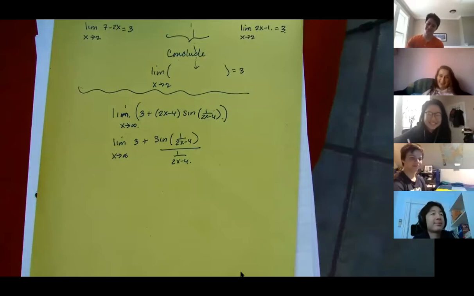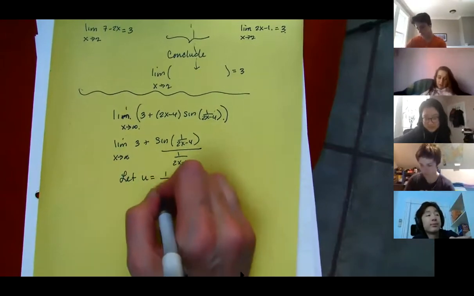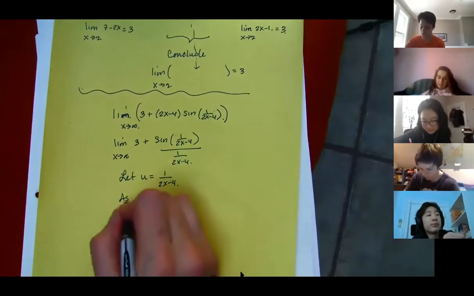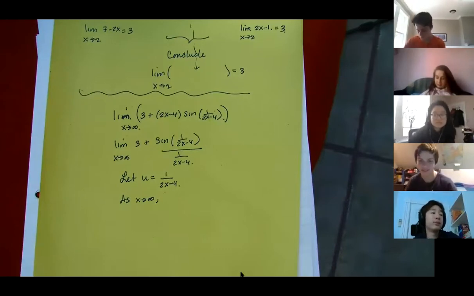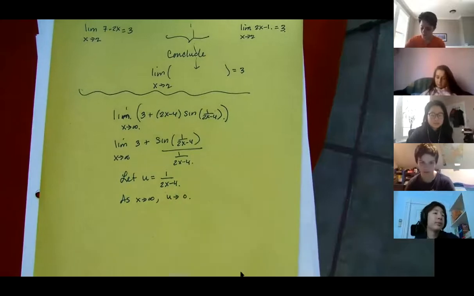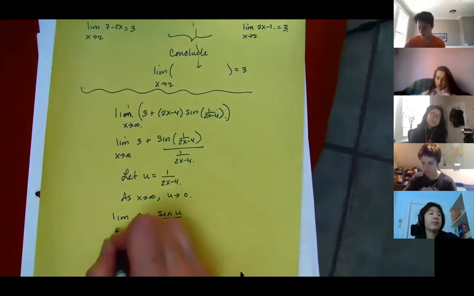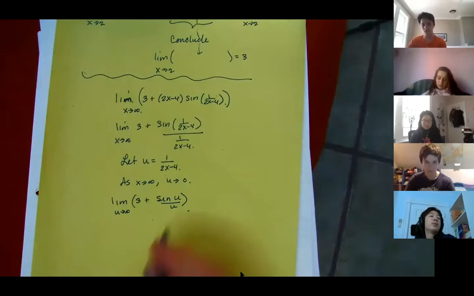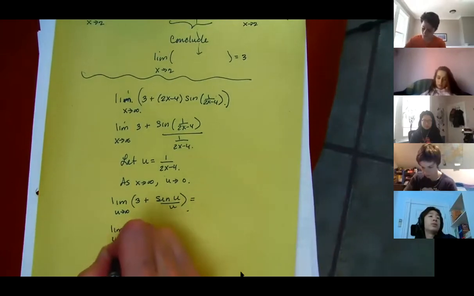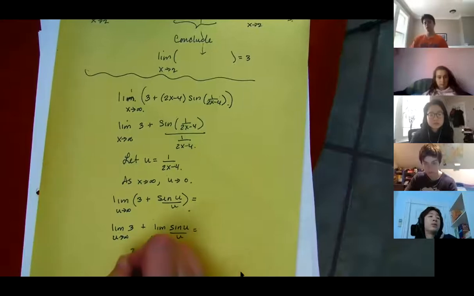So let U equal 1 over 2x minus 4. As x approaches infinity, hey Ethan, what's happening to U as x gets big? Small. Yeah, it goes to 0. And so you're going to rewrite this whole thing with U. So it's going to be the limit of 3 plus sine U over U. And because each of those limits exists separately, the limit of the sum is the sum of the limits. It's the limit of 3 plus the limit of sine U over U. And this is what I call a careful write-up.